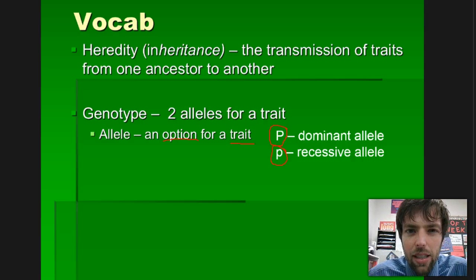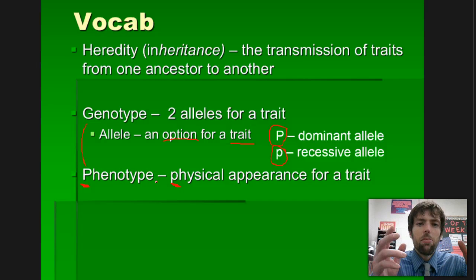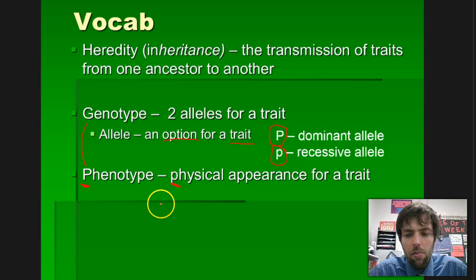This won't make complete sense now, but let's go ahead and get the vocab words down and it'll make more sense later. The next word is phenotype. A phenotype is the physical appearance for a trait. And in your notes, I would highly recommend underlining the word P and P to help you remember phenotype means physical. So these two words are closely connected to each other. Your phenotype always comes from your genotype.